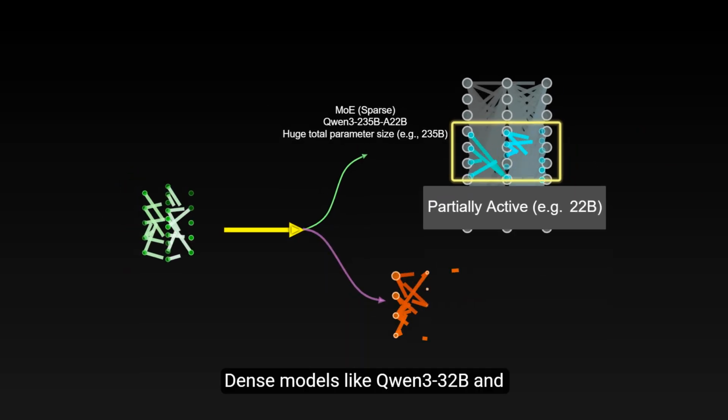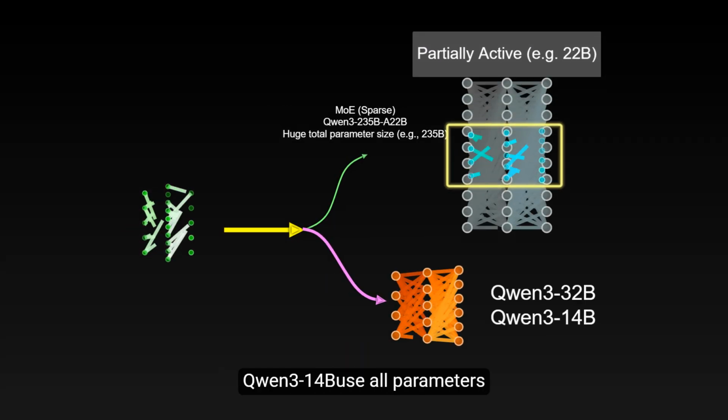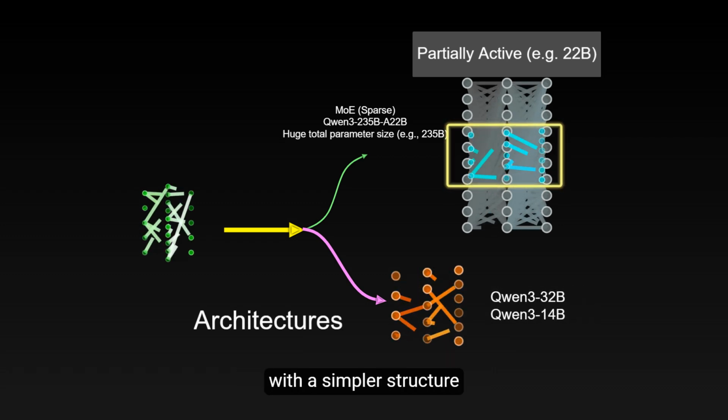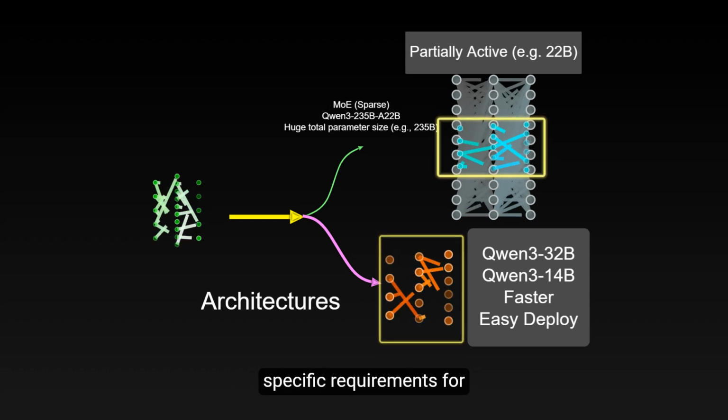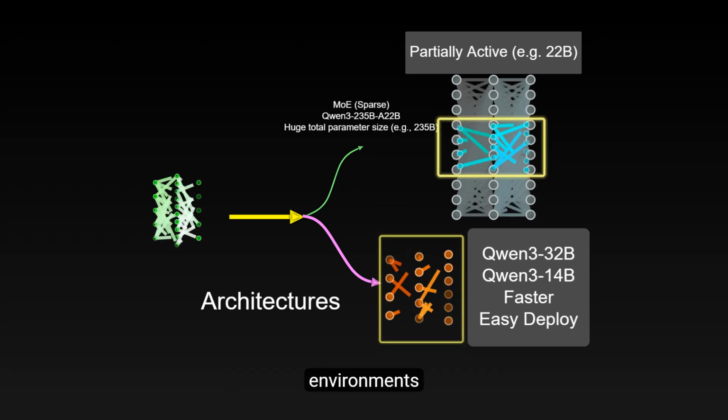Dense models like Qwen3 32B and Qwen3 14B use all parameters during each inference, with a simpler structure, suitable for scenarios with specific requirements for inference speed and deployment environments.